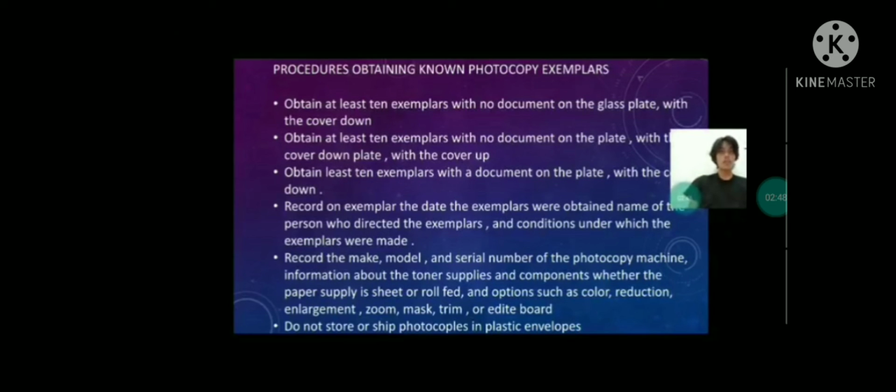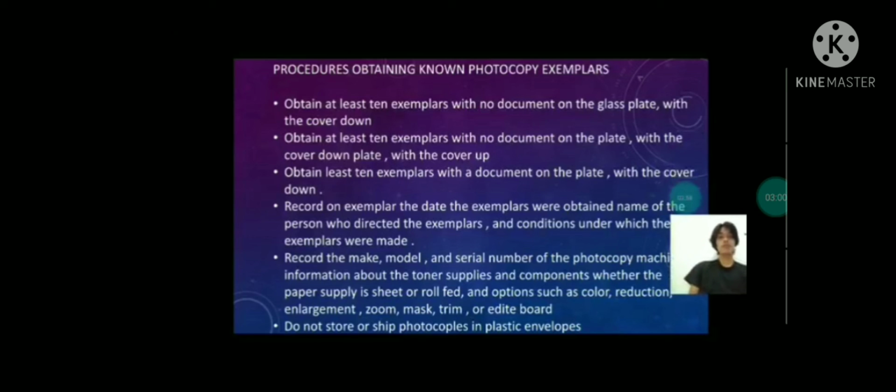Procedures for obtaining known photocopy exemplars. Obtain at least 10 exemplars with no document on the glass plate with the cover down. Obtain at least 10 exemplars with no documents on the plate with the cover up. Obtain at least 10 exemplars with a document on the plate with the cover down.